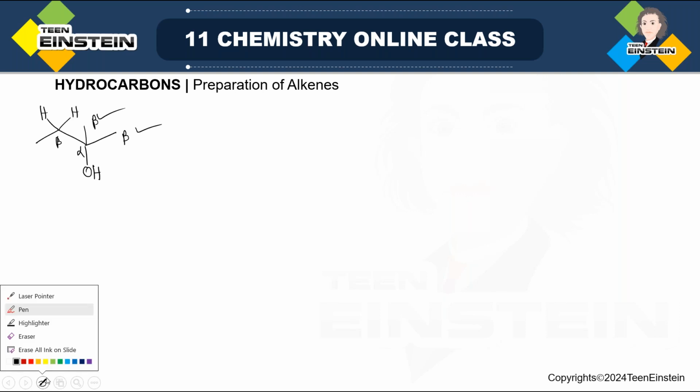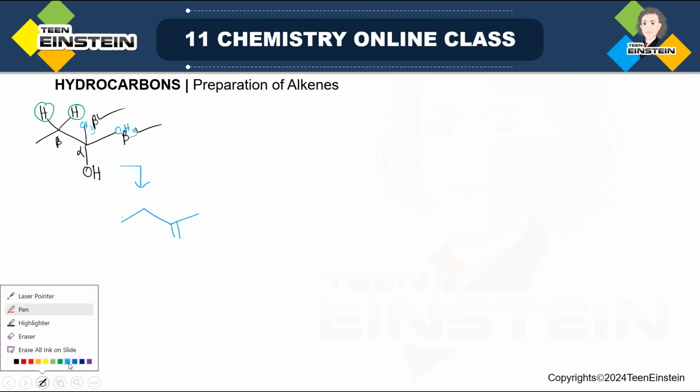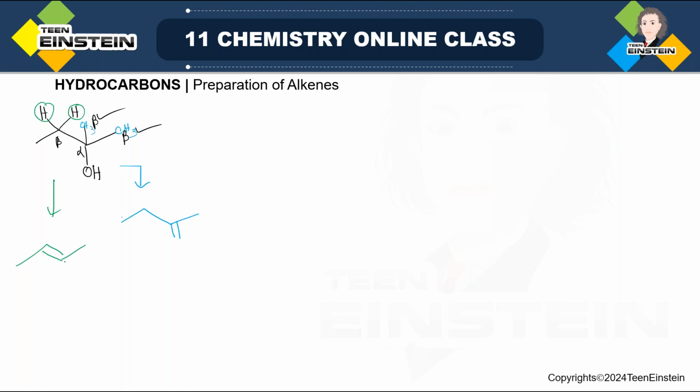Now, let me color these with green, and color these three hydrogens in blue. So these two methyl groups are equivalent. Now, when you are removing any of these blue hydrogens, this will be the product. Fine. But if you are removing any of these green ones, now the product will be this, okay, with these two methyl groups.